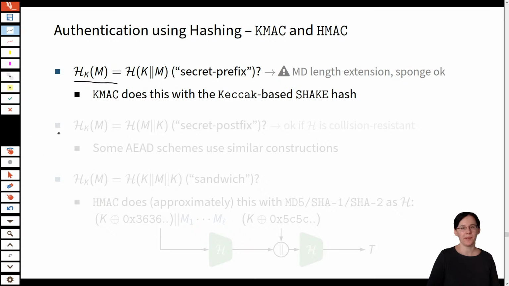Now this is problematic if our hash function happens to be a Merkle-Damgård construction because of the length extension property we discussed earlier. In sponges we don't have this problem, which is why, for example, the KMAC function based on Keccak uses exactly this construction together with the SHAKE hash function.